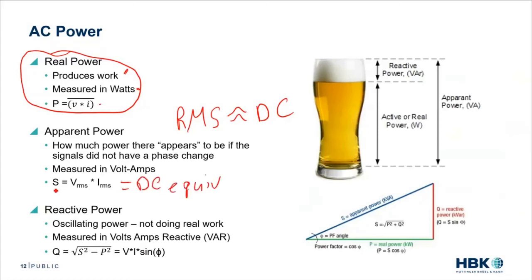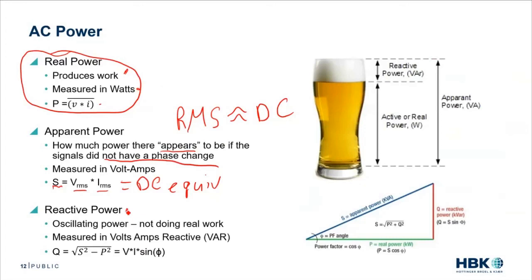So S, my apparent power variable, is VRMS times IRMS. We measure it in volt amps, a very clever engineering name, and it's how much power there appears to be in a circuit. But we do need to consider that this does not have a phase angle in it. And I spent a decent amount of time talking about phase angle as well.